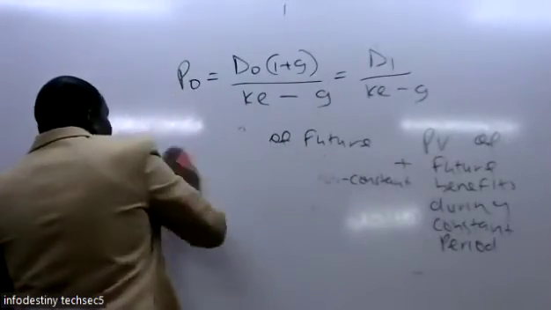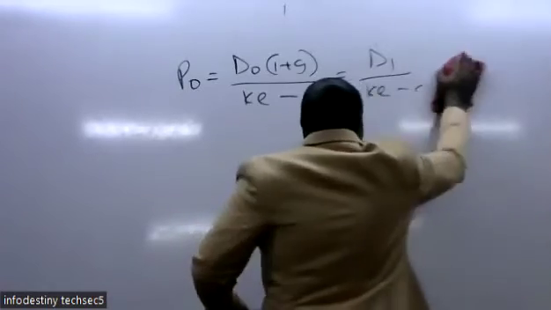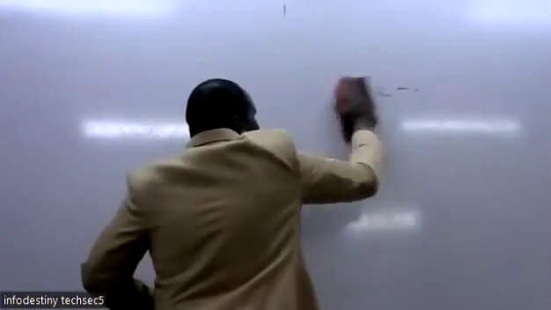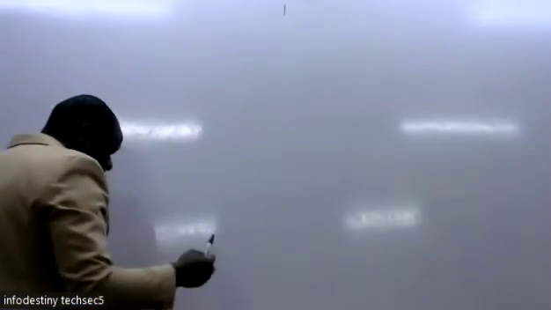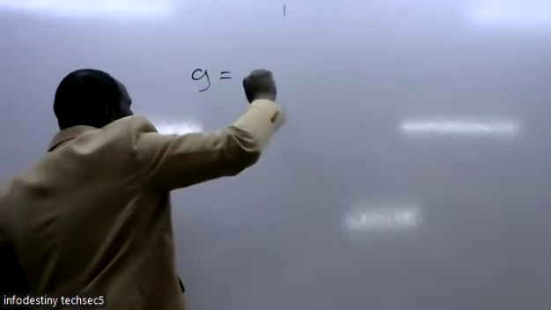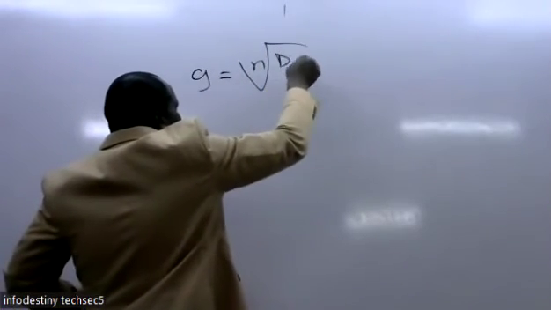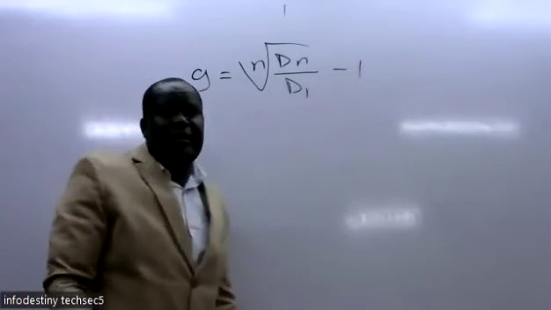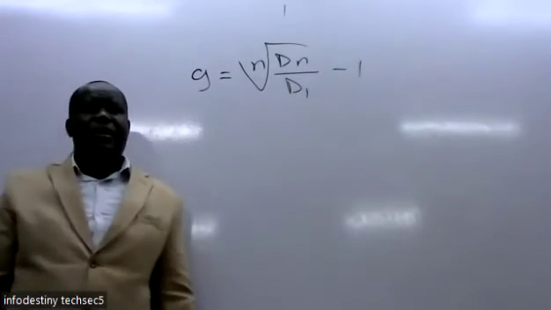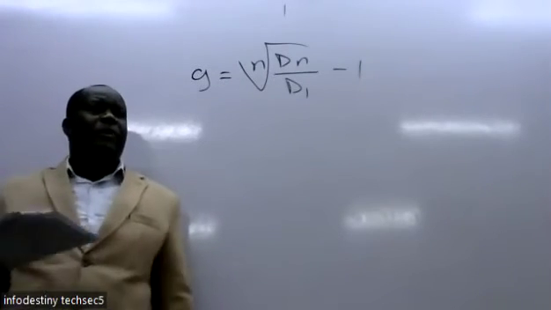So to compute the constant growth rate, it is supposed to be given by the compounding method. So G will be given by (Dn divided by D0) to the power of 1/N, minus 1. So that's now the compounding method on how we can calculate the constant growth rate.